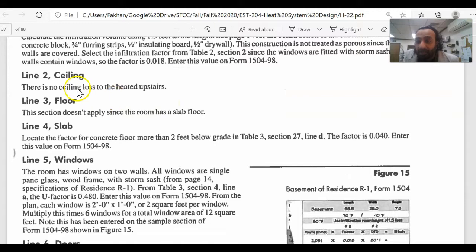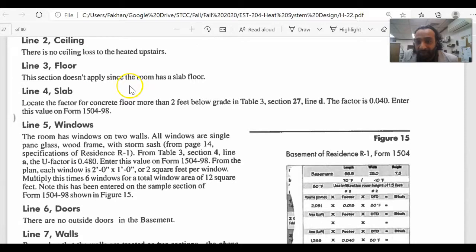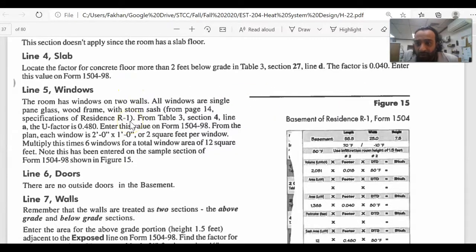Interesting. Ceiling: no ceiling, because again the floor is heated on top of the basement. The floor is going to be slab, completely slab, and here there's the slab section for that area. You're going to get the area. So locate the factor for concrete floor more than 2 feet below grade in table 3, section 27, line D. The factor is 0.04. Enter this value on form 1504, which is the form over here.